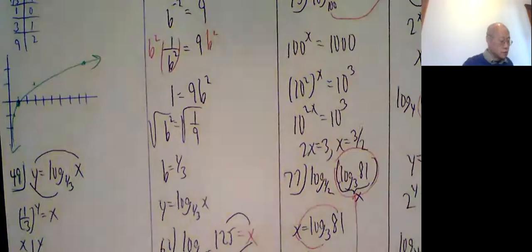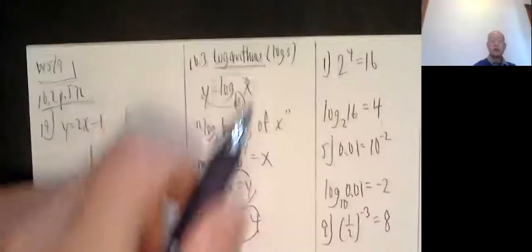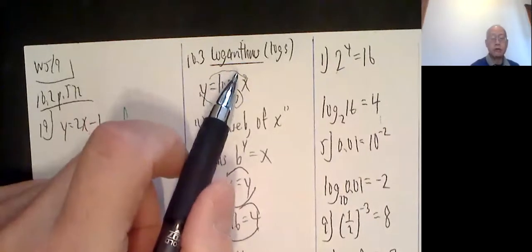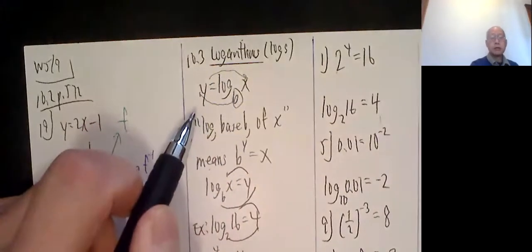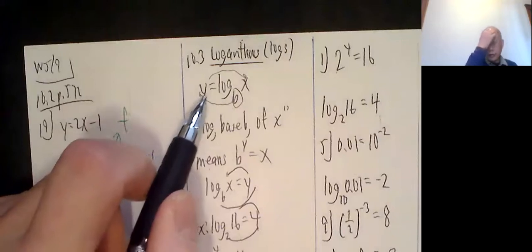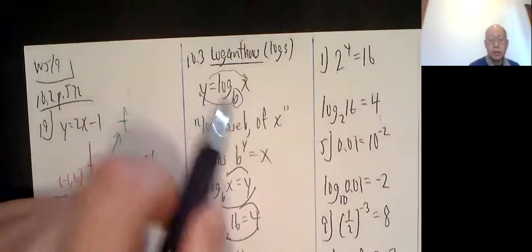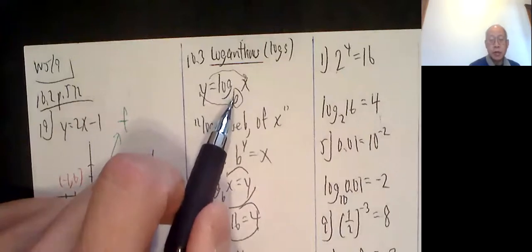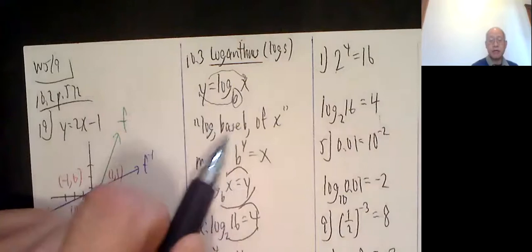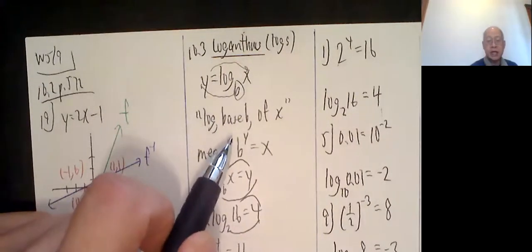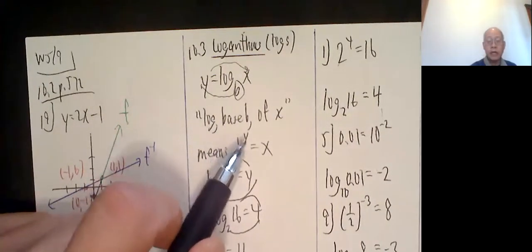Okay, so today we're doing logarithms. Okay, logarithms, or logs for short. Okay, so you will see y equals log base b of x. So log, there's a little number underneath the g, that's the base of x, that's the way we read it. It means the same thing as b raised to the y power equals x.